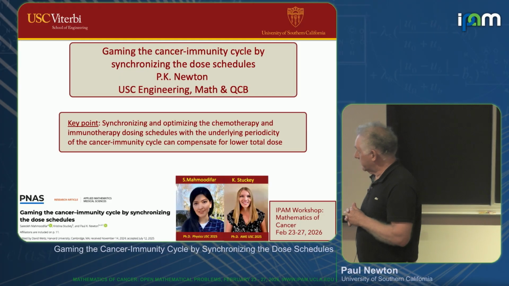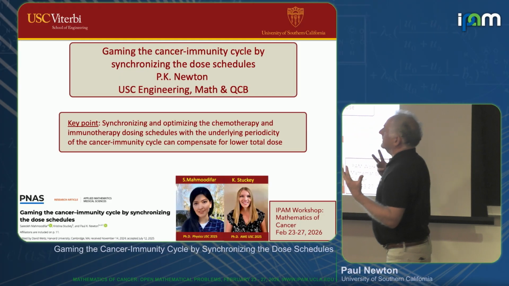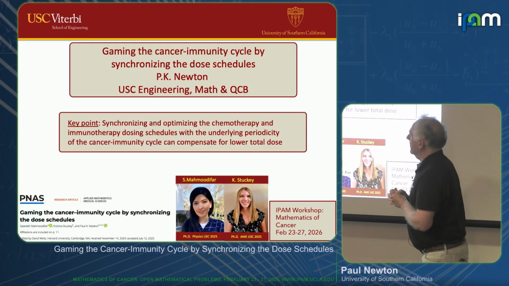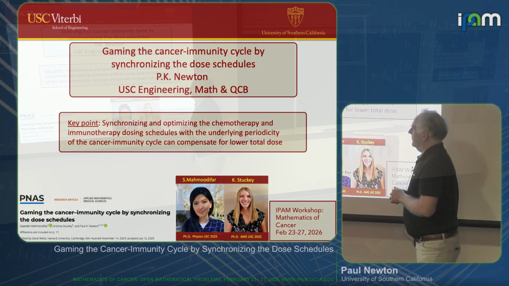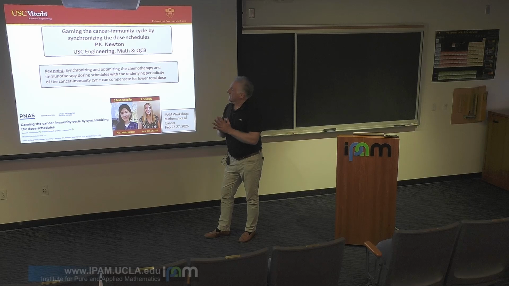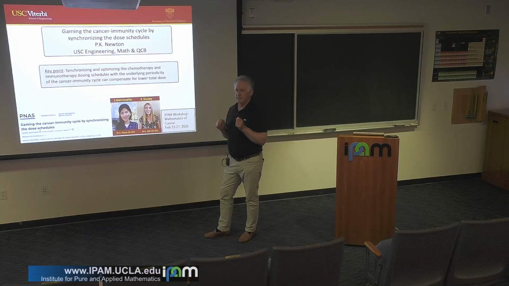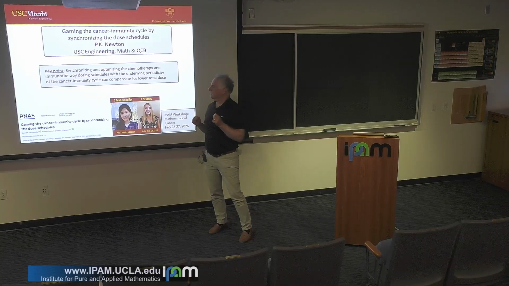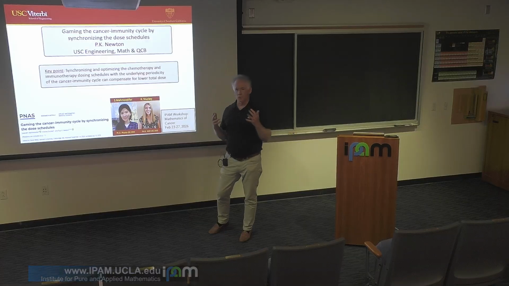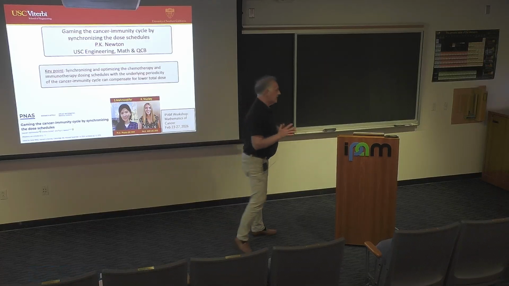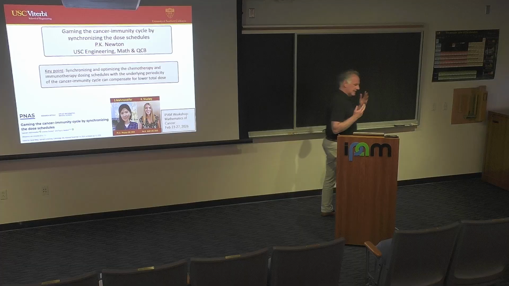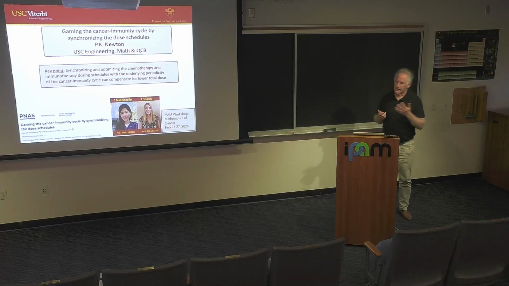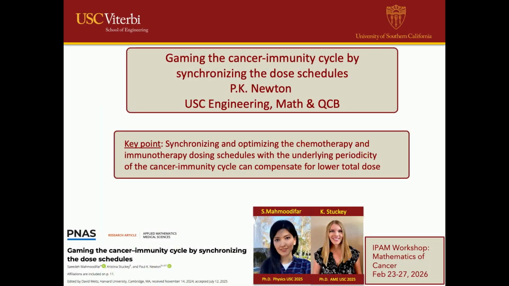My key point in this presentation that I really want you to focus on is that synchronizing and optimizing the chemotherapy and the immunotherapy dosing schedules with the underlying periodicity of the cancer immunity cycle can compensate for lower total dose. That was our key hypothesis in developing this model, and so we're testing it out and developing it further.